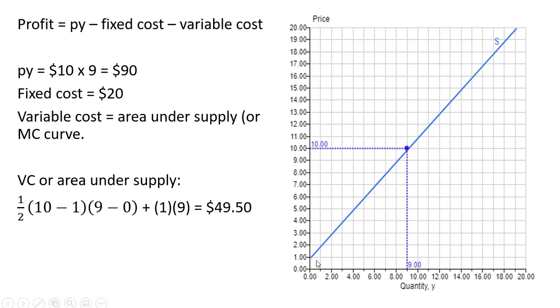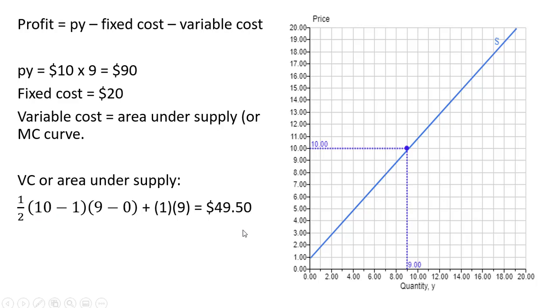And so we basically have 2 areas here. We can think of one area as a triangle that I'm outlining right here with my mouse. And so the area of this triangle is 1/2 base times height, having a dimension here of 10 minus 1 and another dimension of 9 minus 0. And then the other area under the supply curve or marginal cost curve can be thought of as a rectangle. This little rectangle right here. It's a 1 by 9 rectangle. And so adding up these 2 areas, we get $49.50.